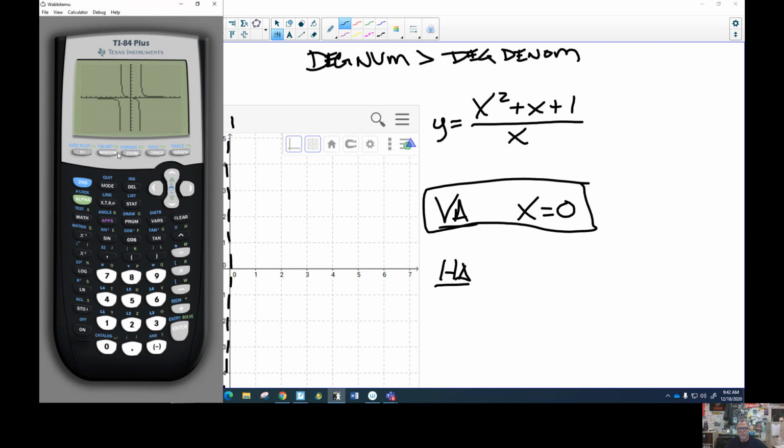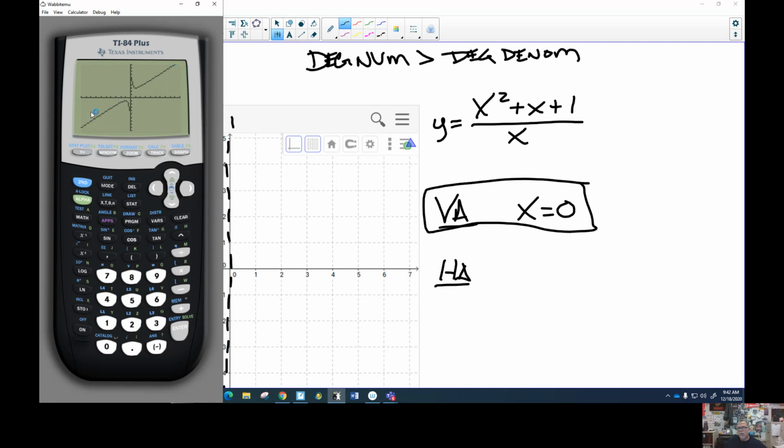And when we look at this graph, well, let's do it. Y equals, let's clear this out. And let's put x squared plus x plus 1 and divide it by x. And let's graph this. Well, we can see our x equals 0 asymptote, but I don't think there's a horizontal asymptote. But if you look right here, it doesn't look like this is a line going here.